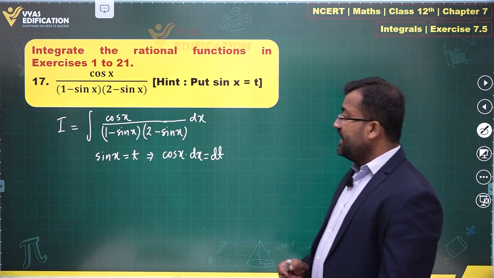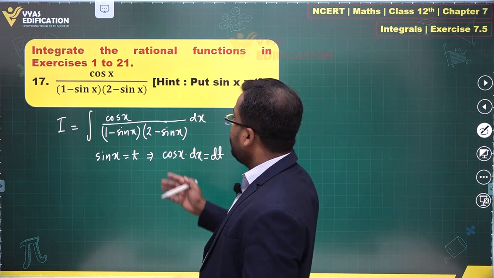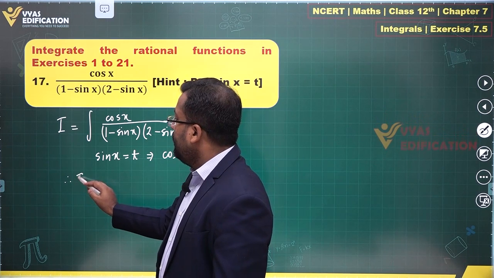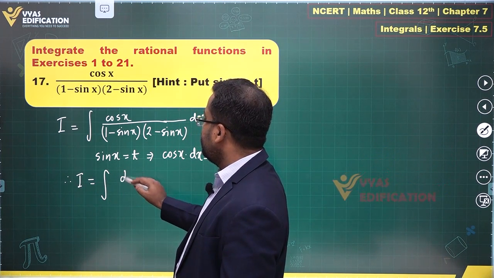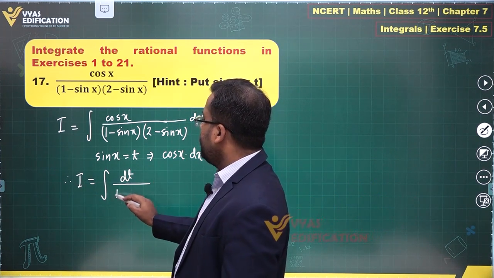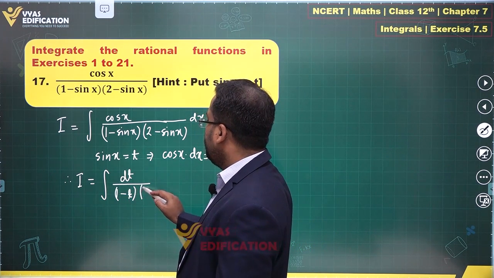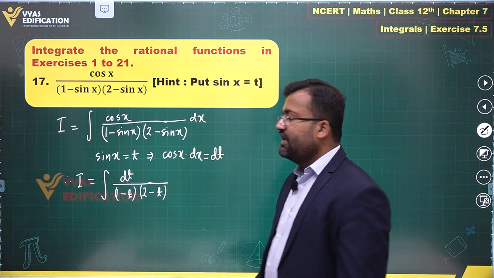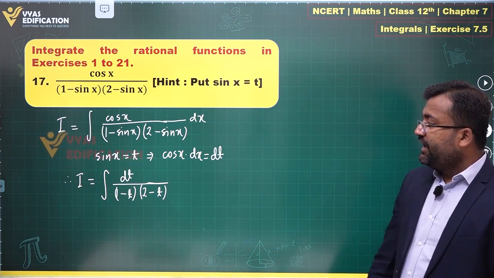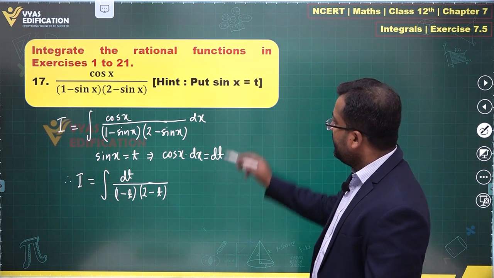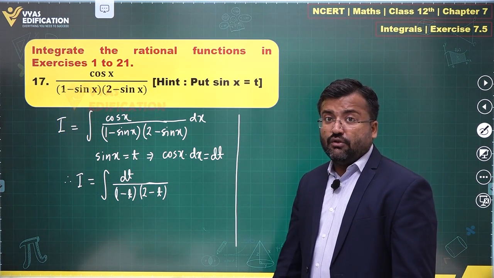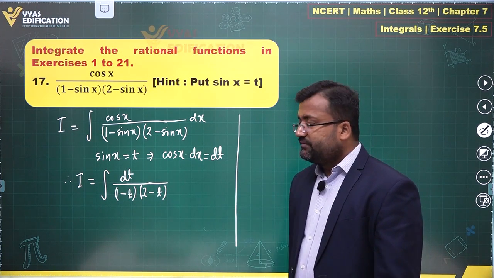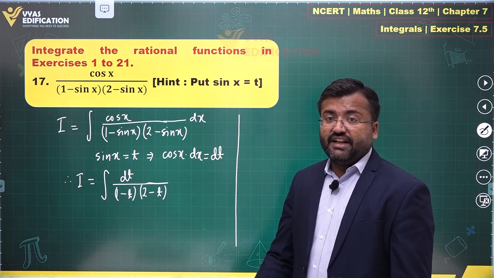Sin x equals t implies cos x dx will be equal to dt, and therefore I will be converted to the integral of dt over (1 minus t)(2 minus t). This is what you have. Is that okay? I will be equal to the integral of dt upon (1 minus t) times (2 minus t). Once you reach this stage, then you can use partial fractions, right? The idea of partial fractions to further simplify this and then integrate this.